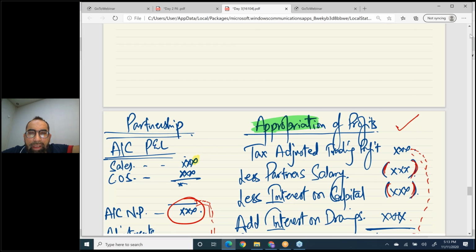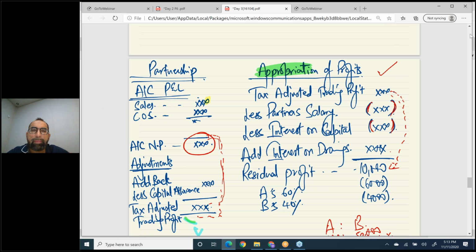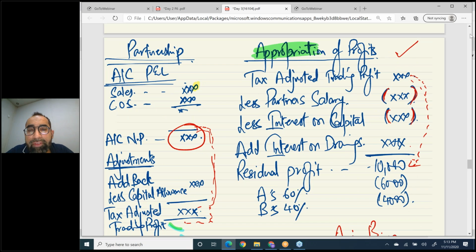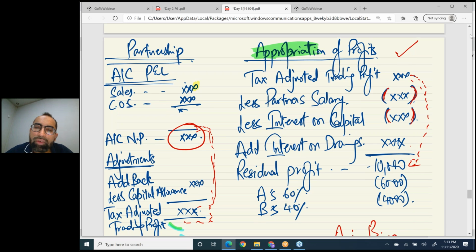Now, a very quick short recap of partnership. Then after this, we'll shift to the software. Okay, we'll be doing the software part.